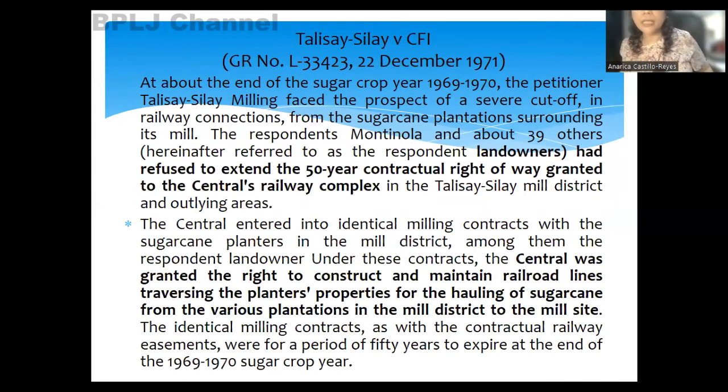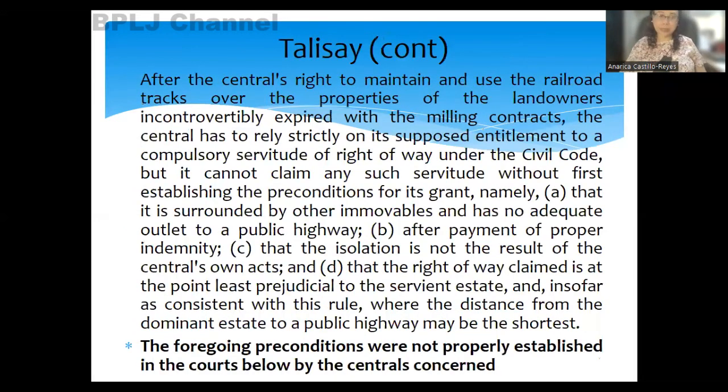Another case is Talisay Silay versus Court of First Instance. In this case, the petitioner, Talisay Silay, had an existing railway track. However, the lots of the landowners were owned by the farmers. So they refused to extend the 50-year contractual right of way granted to the Central Railway Complex. The Central was granted the right to construct and maintain railroad lines traversing the planters' properties for the hauling of sugarcane from the various plantations in the mill district to the mill site.